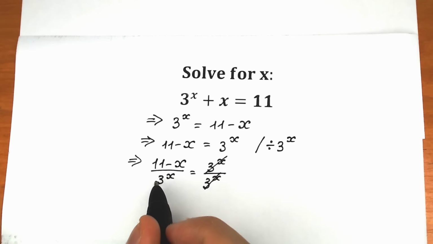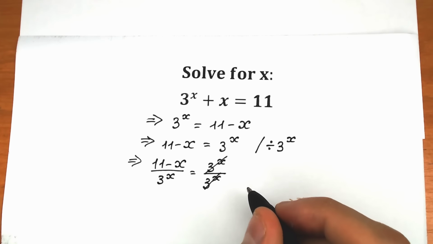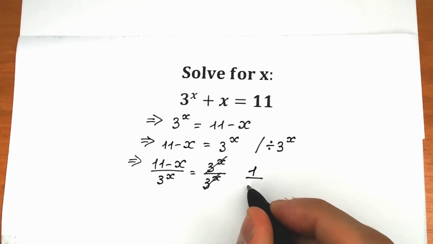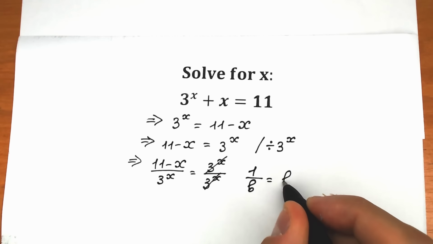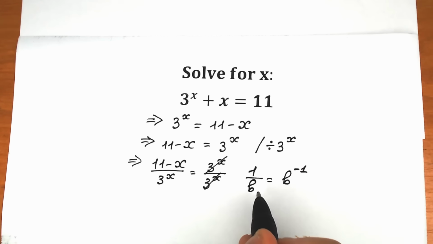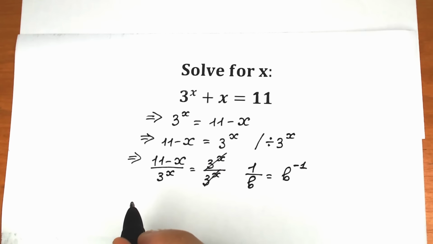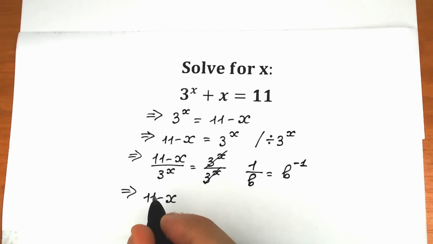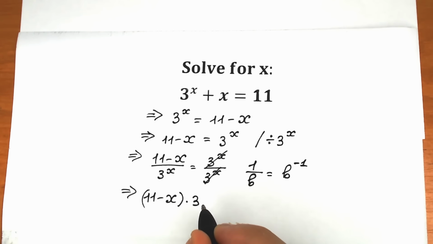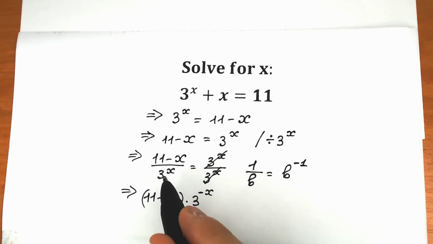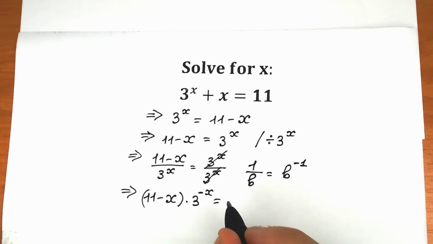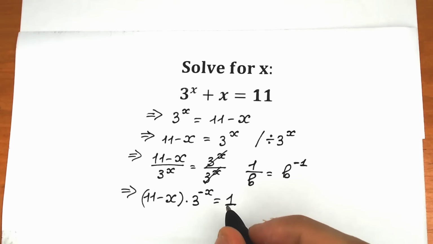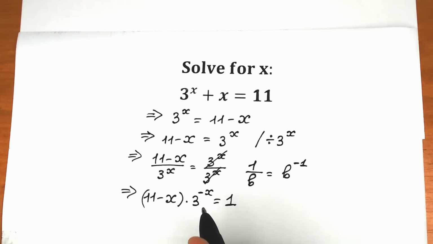But on the right side, we can also rewrite it in another way. We can easily bring this 3 to the power x from our denominator to our numerator. But from school, you need to know if we have, for example, 1 over b, this will be equal to b to the power minus 1, when we bring this from our denominator to our numerator. As a result, what do we have right here? We have 11 minus x times 3 to the power minus x, we bring this 3 to the power x to the numerator, and equal to 1. Okay, this is our first step. We rewrite this expression like that.